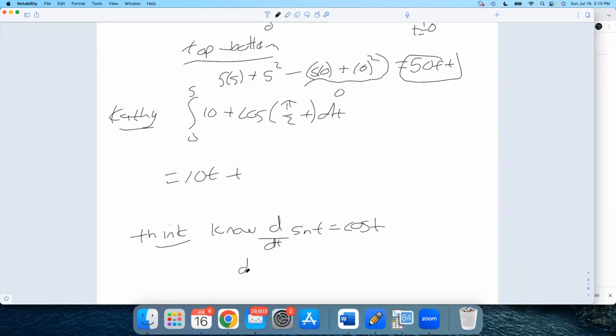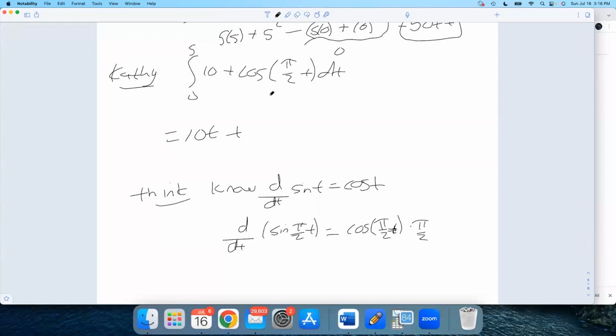Well, you might think to try this: the derivative of sine of pi over 2t would be cosine of the same thing. Derivative of sine of anything is cosine of the same thing times the derivative of what's inside. The derivative of pi over 2t is pi over 2. Remember, pi over 2 is just a number. The derivative of 7t with respect to t would just be 7. The derivative of pi over 2t is pi over 2.